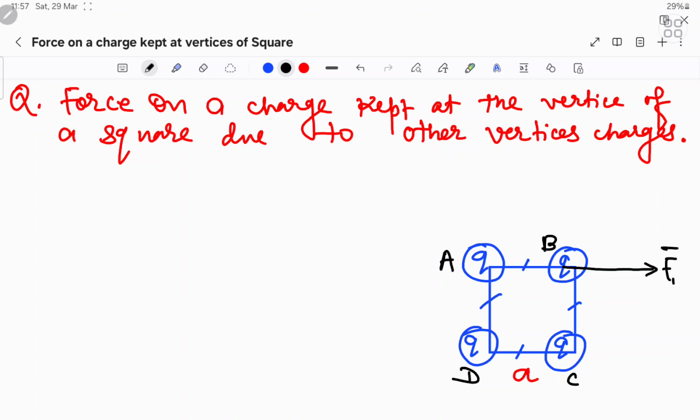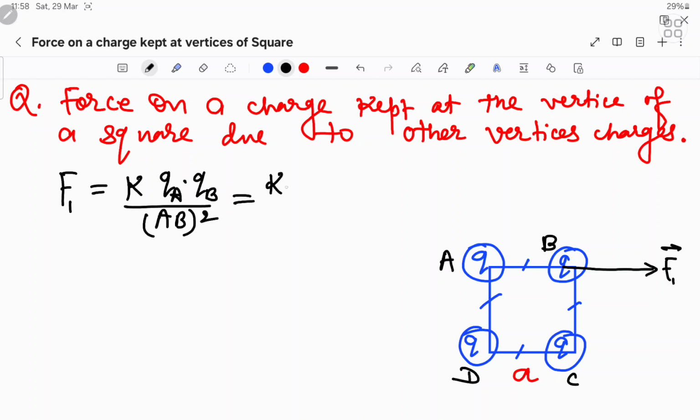What is the force F1? I am writing it on this side. F1 force is equal to K, magnitude Q at A and Q at B divided by AB whole square. So this is K Q squared divided by a squared. So this is K Q square upon a square.